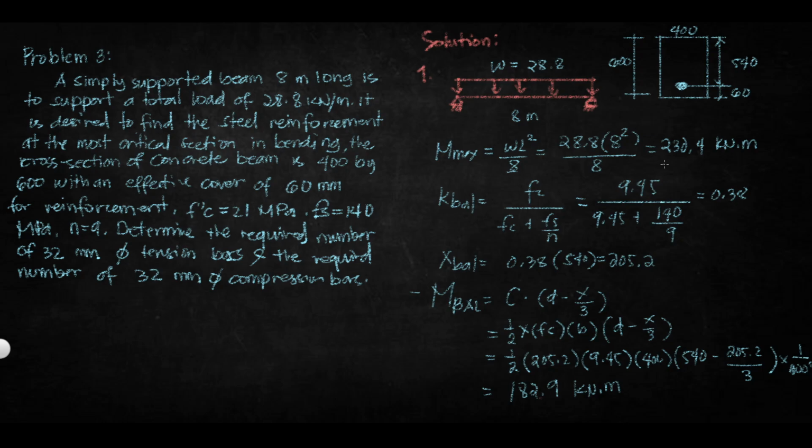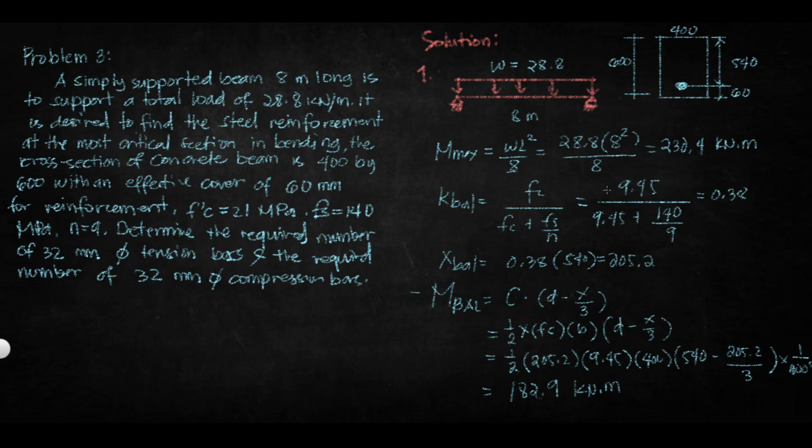Okay? So, meron tayong moment actual. So, next po ay kukunin natin yung balance moment. So, we were going to determine the balance moment by first solving the K balance. So, K balance, we have here the formula for that. We have the allowable stress of concrete all over the allowable stress concrete plus the allowable stress steel all over N. Okay? So, FC here, the allowable stress sa concrete, we have the formula for that, 0.45 times F prime C.